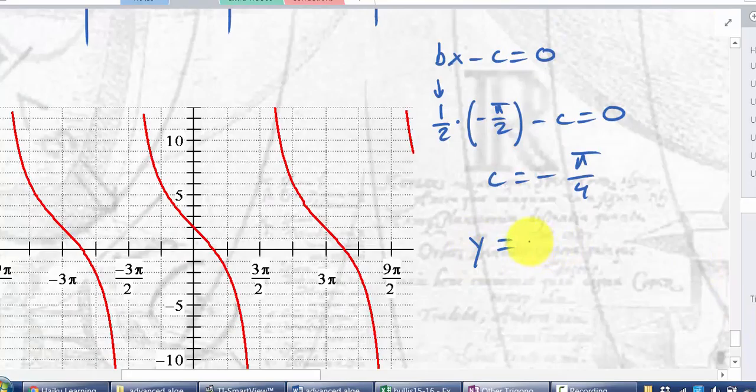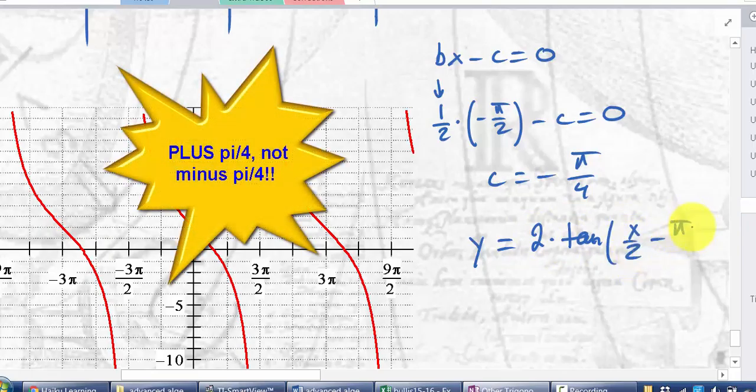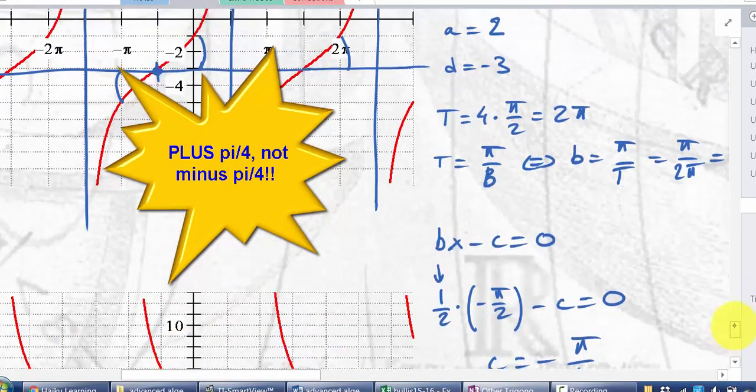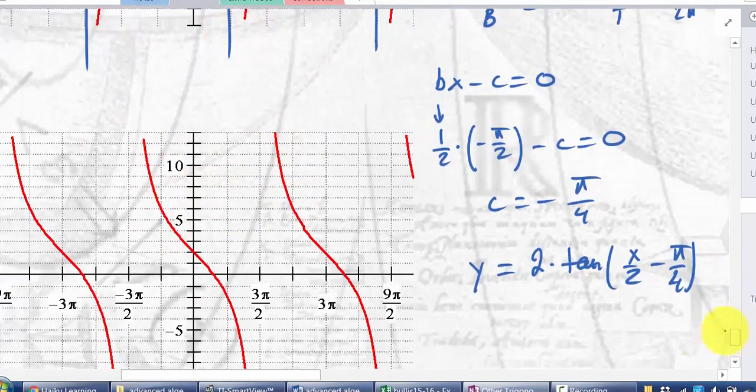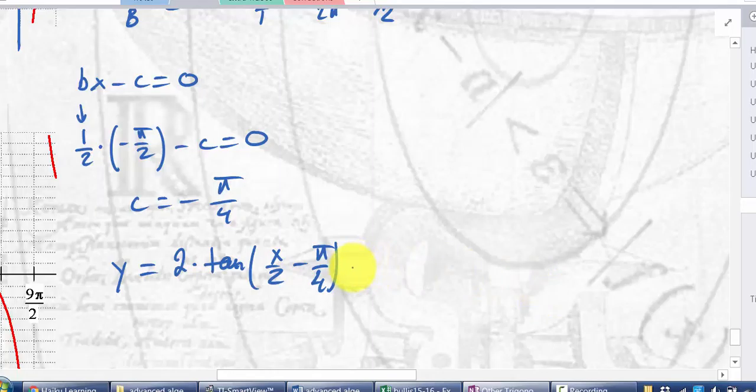y equals, so it's a plus tan. It's 2 times tan of x over 2 minus pi over 4. And then, was it minus 2 or minus 3? Minus 3. Minus 3. Here we go. I found the name of this graph.